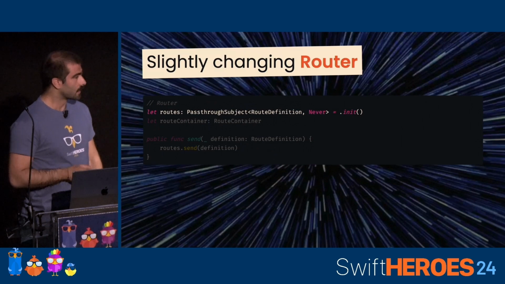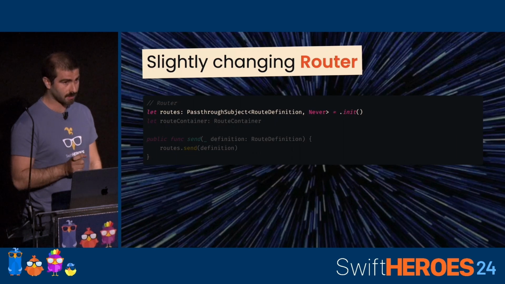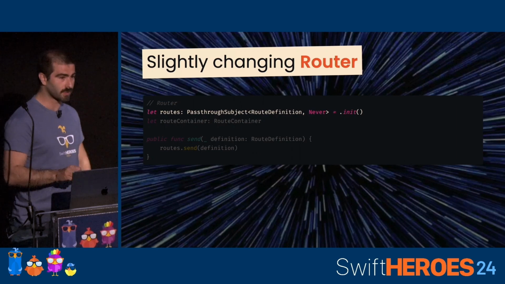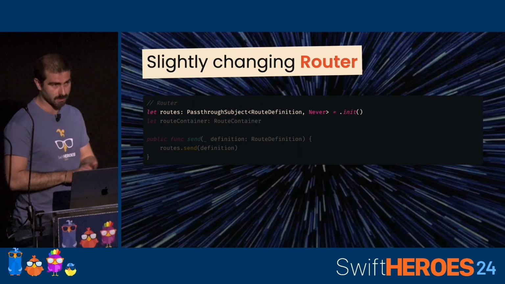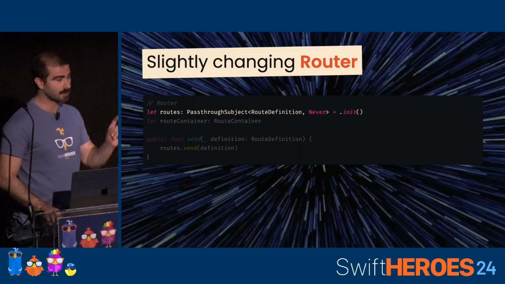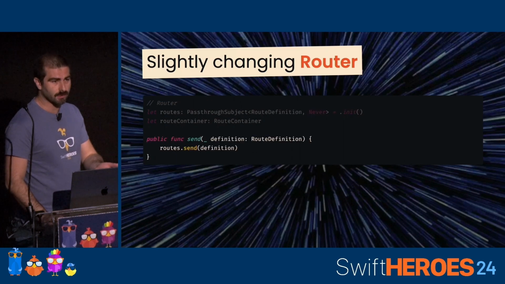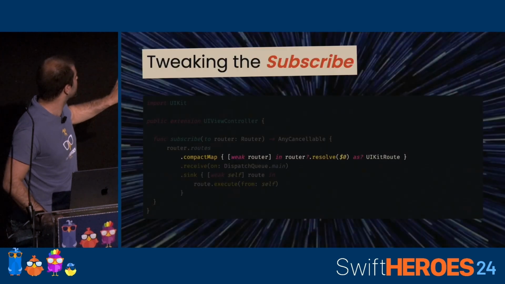If you remember, in the router, we had a pass-through subject that takes a root. Let's change it and use a root definition. So also the router is business logic and doesn't know the specific root, just the root definitions. The send method also takes a root definition and does just that.